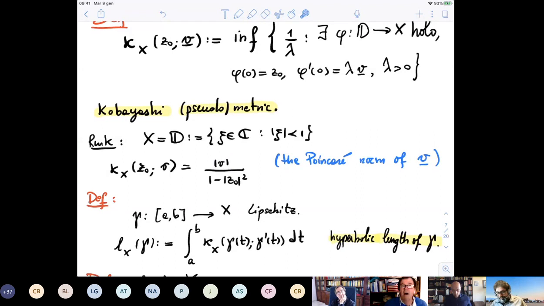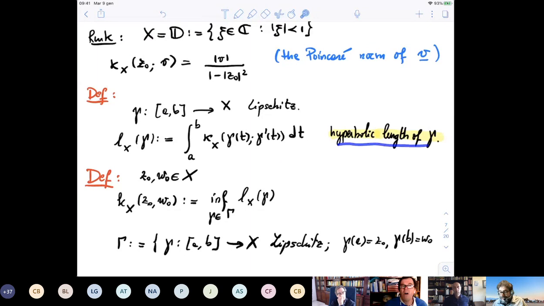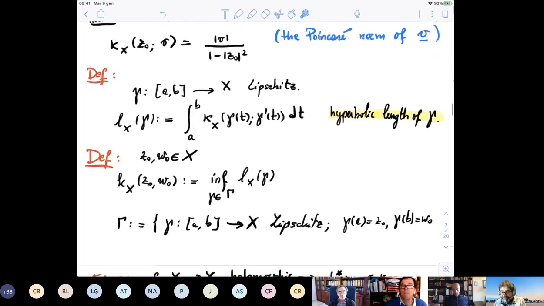And now when you have a Finsler metric, so when you have the possibility of defining a norm of a vector at each point of a tangent space in a continuous way, then you can define the length of a curve. So you take a curve in X, which is Lipschitz. You can even take absolutely continuous, but let's say Lipschitz is fine. So the length of this curve is just the integral of the Kobayashi norm along the curve. And now you define the distance between two points just by taking the infimum among all possible curves which join two points.